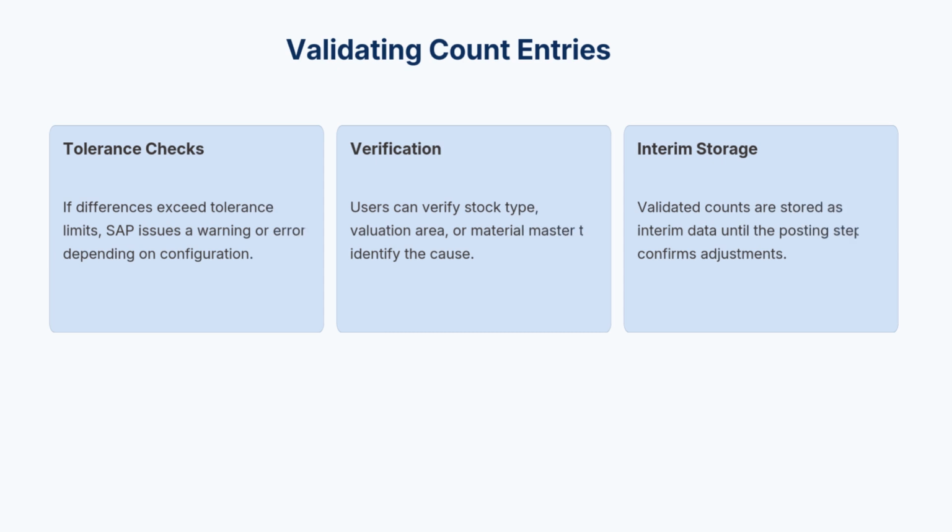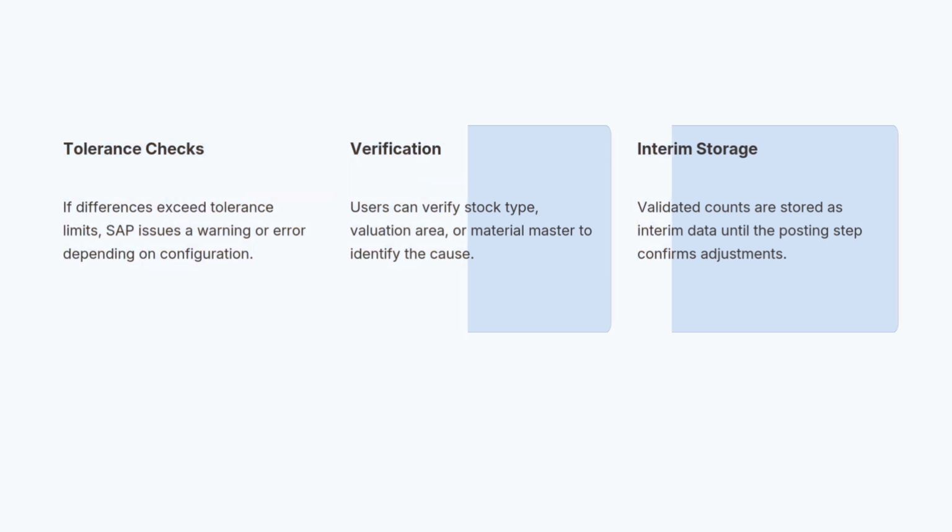Validating count entries. If variances exceed configured tolerance limits, the system generates warnings or errors. You can check movement history, valuation type, or previous counts to validate. This step is critical for audit control. Only validated counts should proceed to the posting stage.